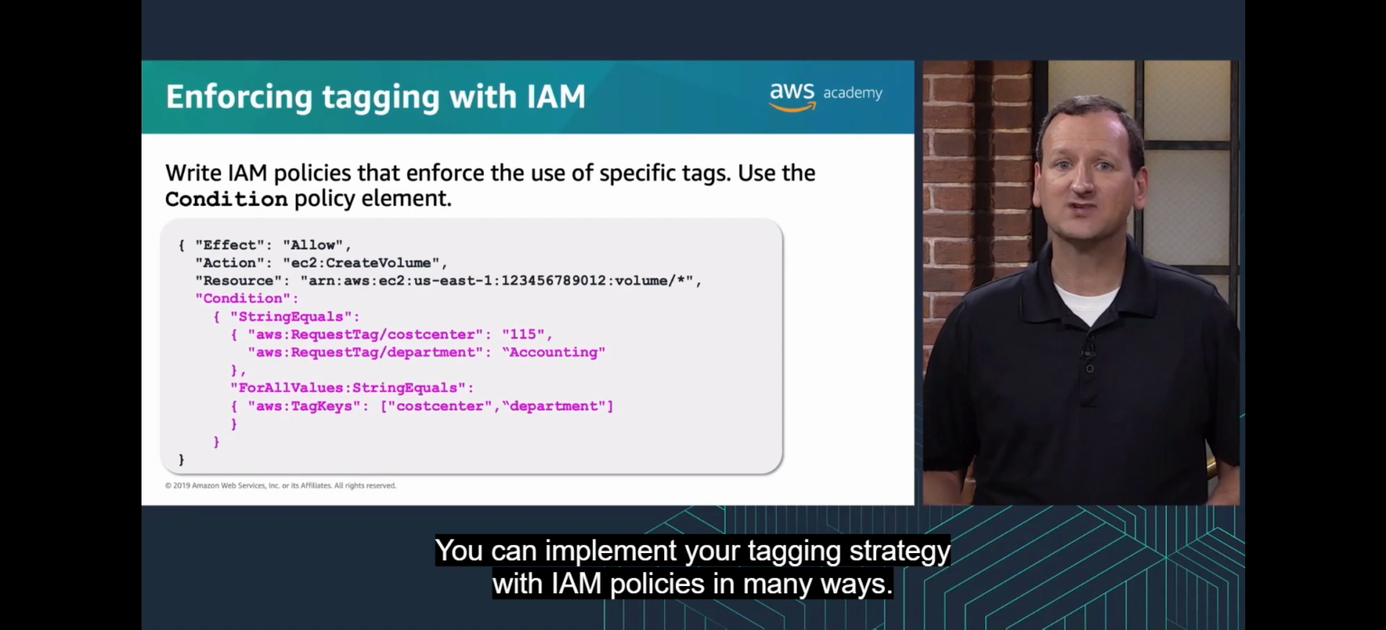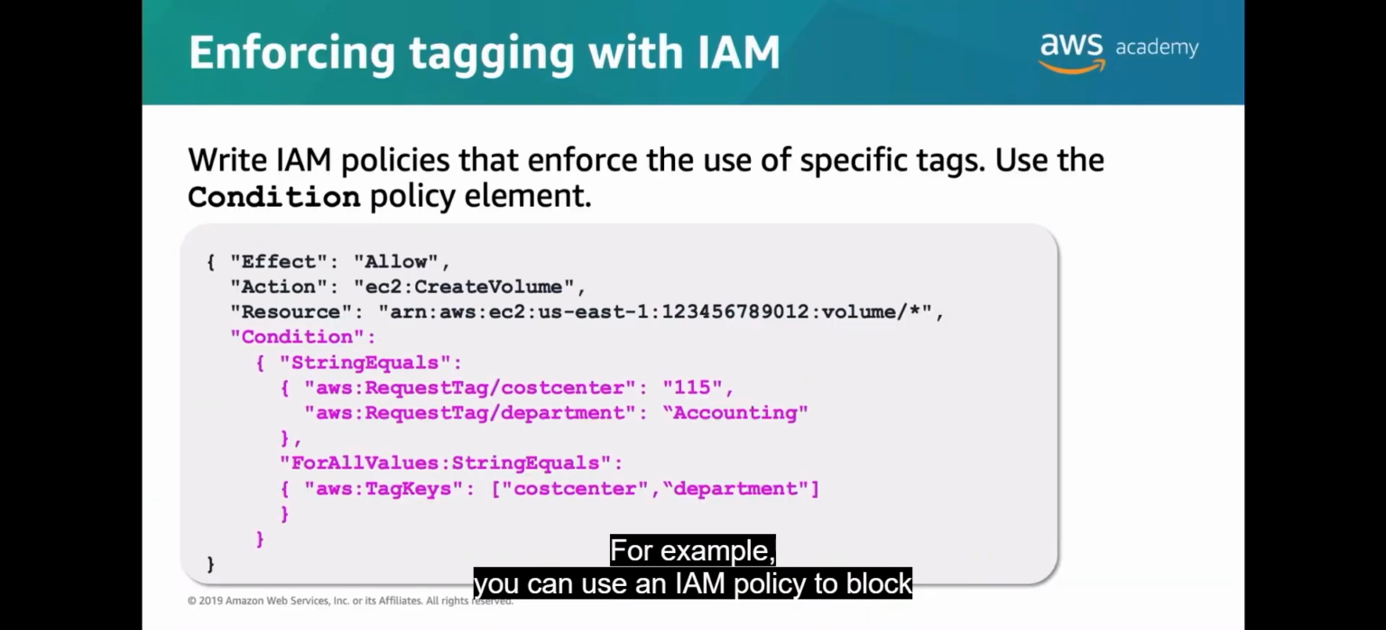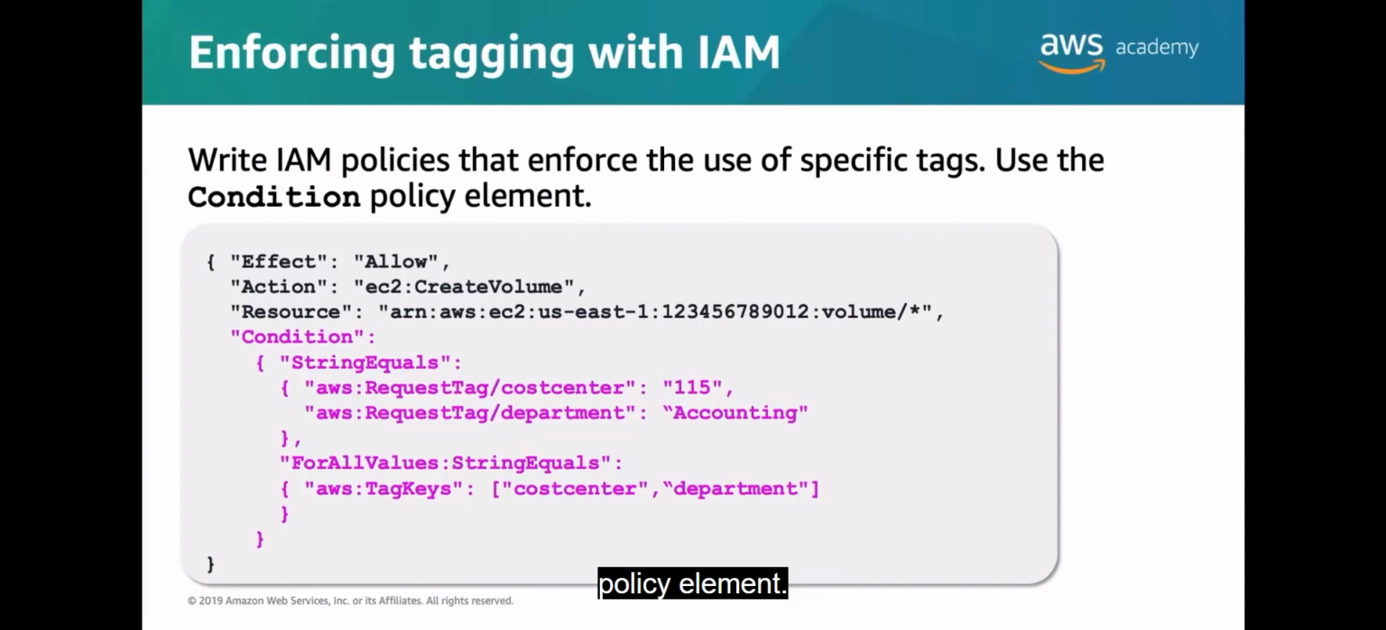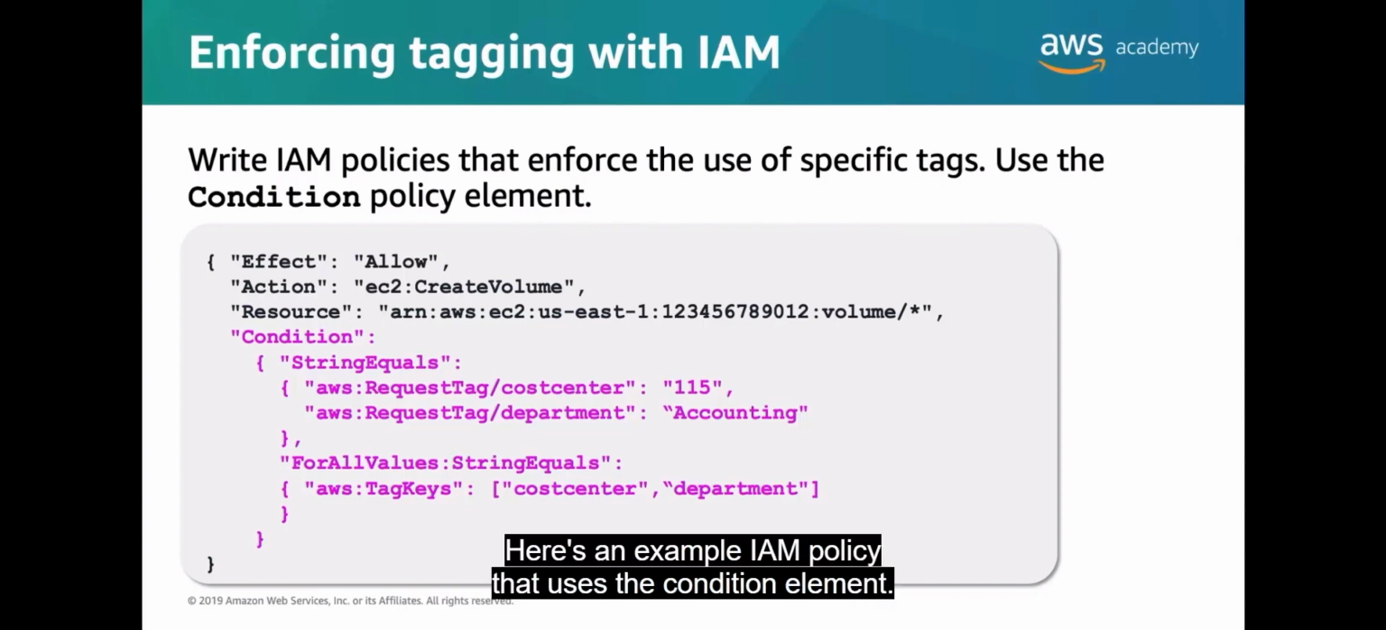You can implement your tagging strategy with IAM policies in many ways. For example, you can use an IAM policy to block the deletion of tags required by corporate standards or compliance requirements. You express tagging requirements in an IAM policy through the condition policy element. Here's an example IAM policy that uses the condition element.